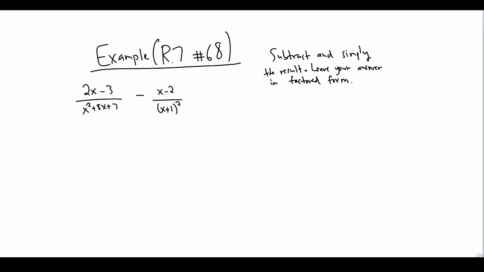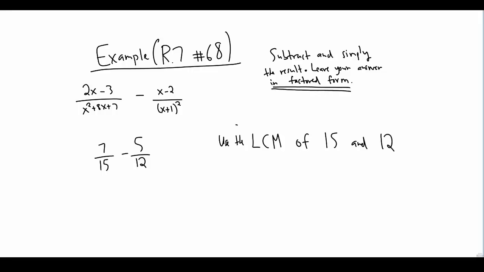Let's go back and look at rational numbers. How do we subtract these two? 7/15 minus 5/12. Well, we saw before that we needed a common denominator. In many of these problems, we need our final answer in factored form, so it is optimal to use the least common multiple. Let's use this common denominator.